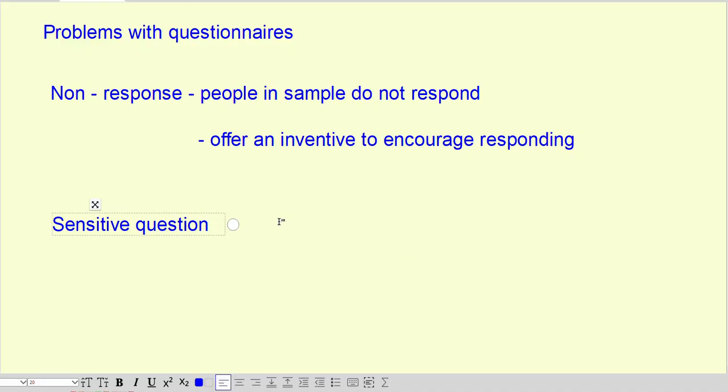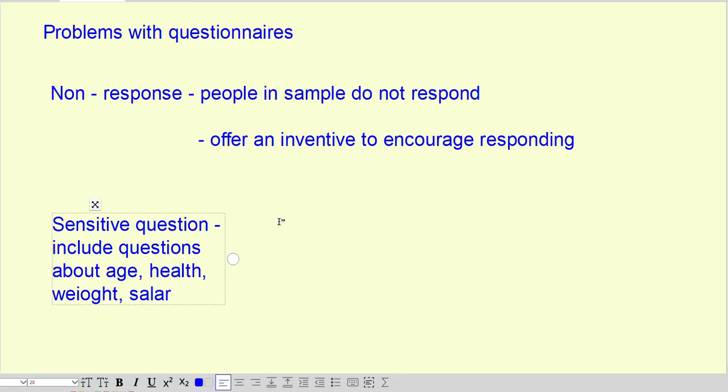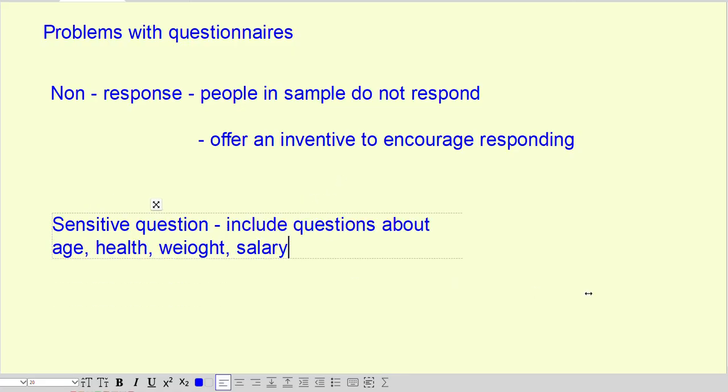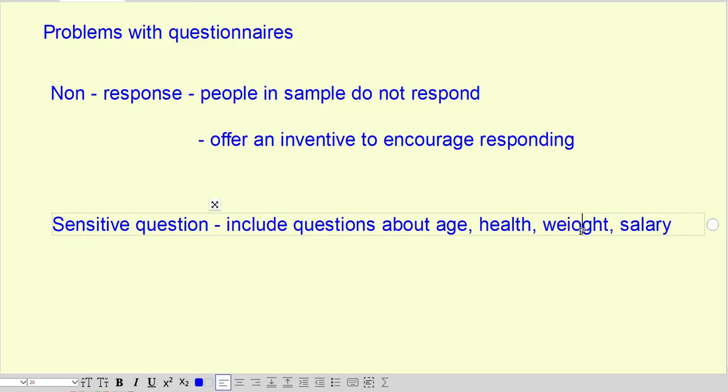Okay. Right, the other one is a sensitive question, and these include questions about age, health, weight, salary. These are all things that people don't often want to respond to, or whether they've done something illegal, for example. You know, it makes people feel uncomfortable, so they may not answer truthfully.